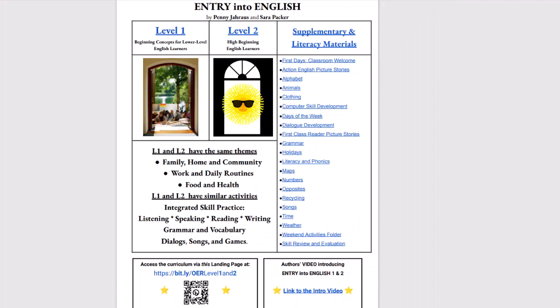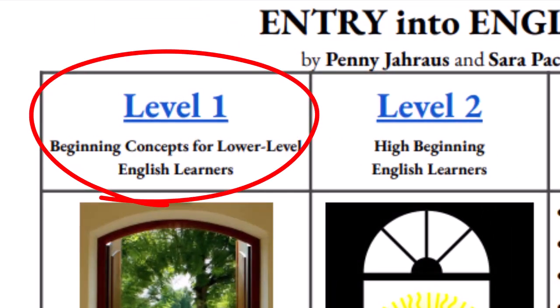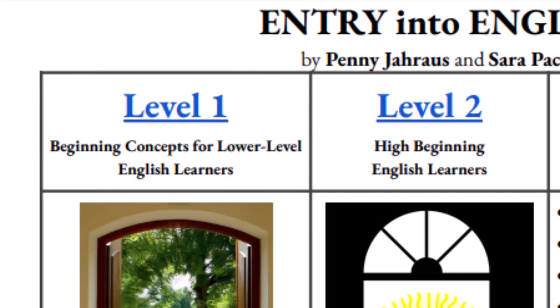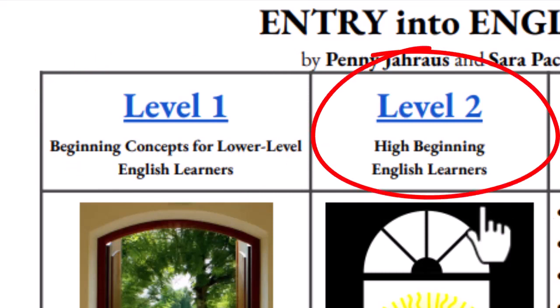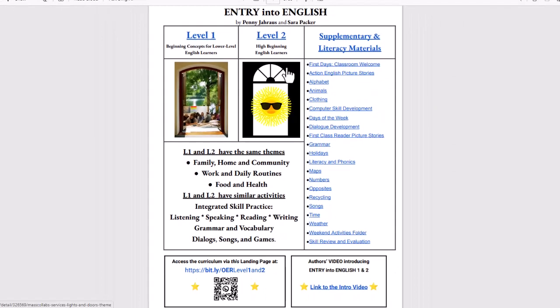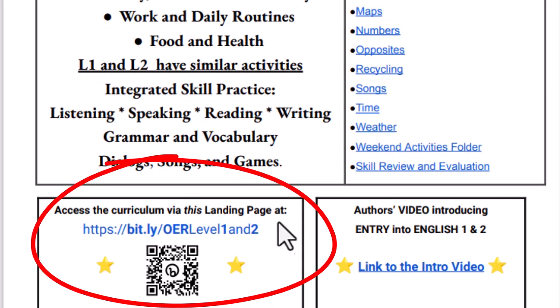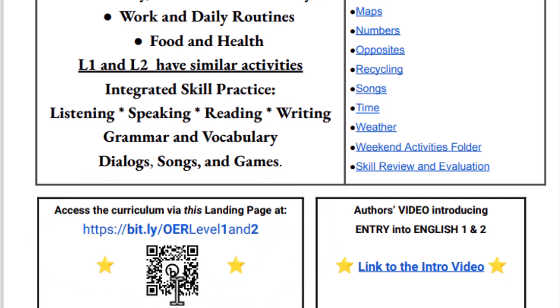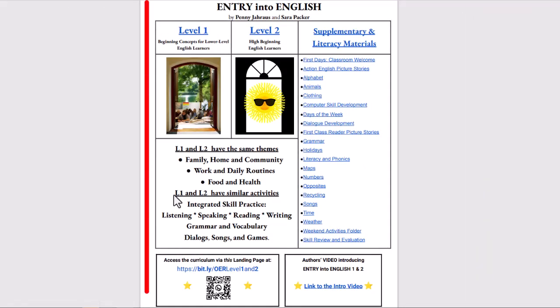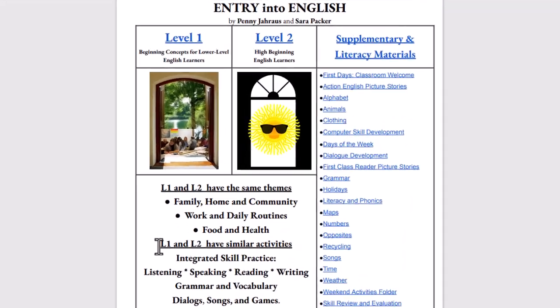The curriculum is designed for beginning English learners. Level 1 is for students with no or low English proficiency, and it continues through high beginning or level 2. This is what we call our landing page, and once you get here through this abbreviated bit.ly address or the QR code, you will have access to every part of our curriculum in every format. And that is what we are going to share with you here.